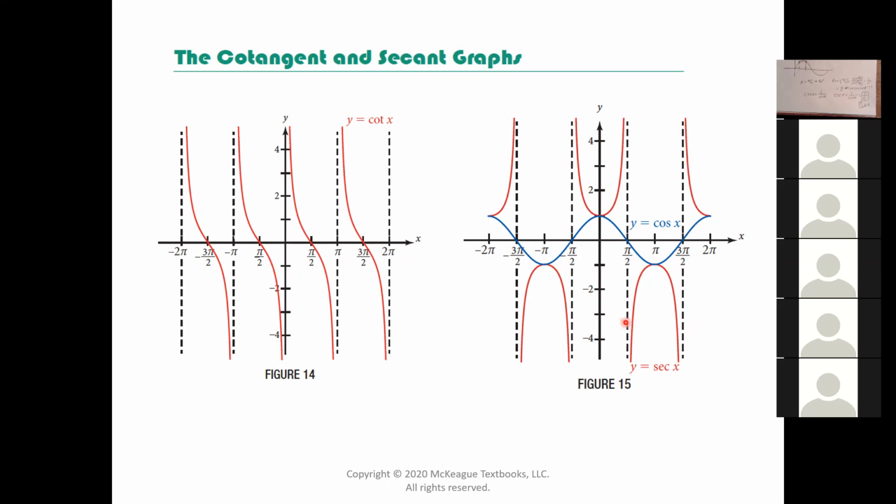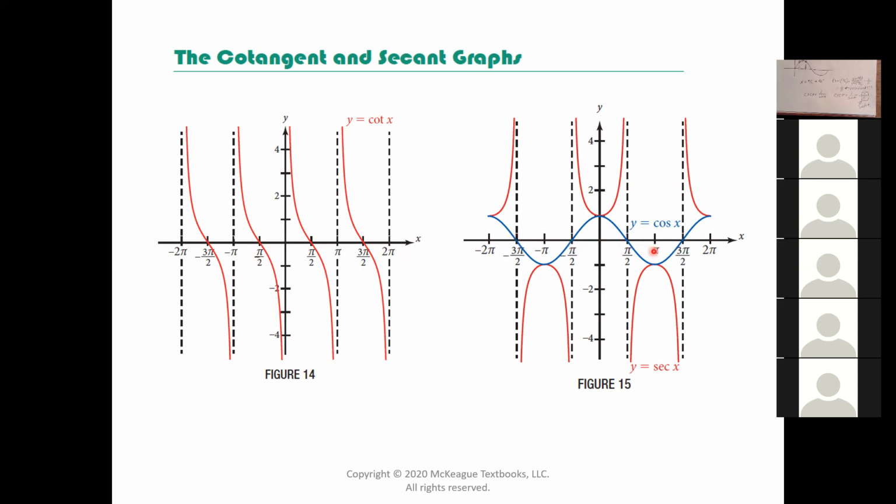Okay. If you erase the blue curve, then you are left with the graph of 2 periods of the secant function. Notice the secant function is undefined at negative pi halves, 3 pi halves, -3 pi halves.